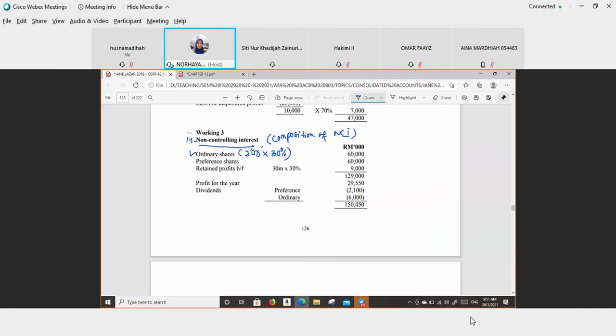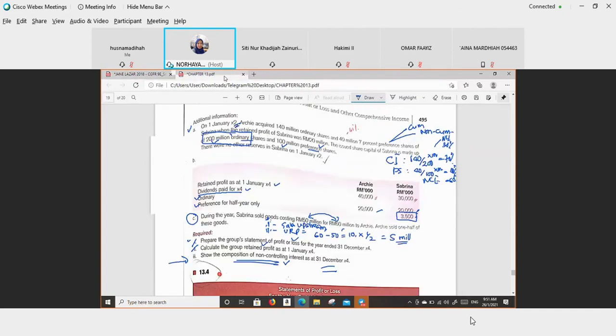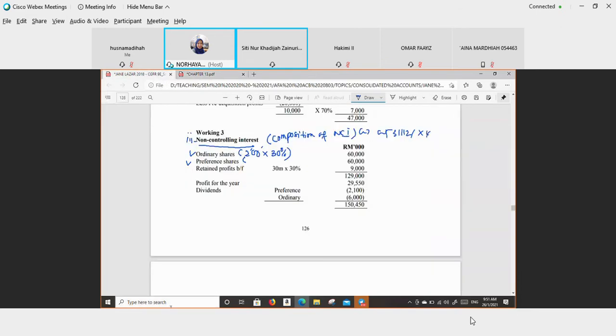Composition tu maksudnya apa element in non-controlling interest, okay, as at 31st December 4. Okay, apa elemen dalam non-controlling interest? It should be ordinary share, okay, ordinary share which is 200 million times 30%. And then preference share, berapa preference share? Berapa peratus? 100 million. Okay, 100 million which is berapa persen dia punya? 60% kan? Yes. Okay, so 100 million times 60%.